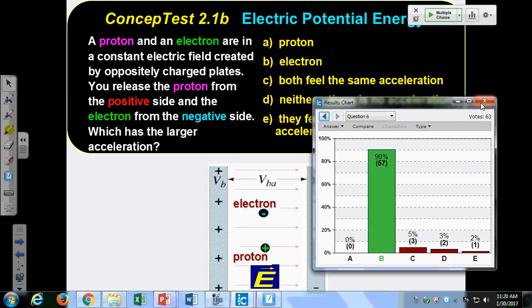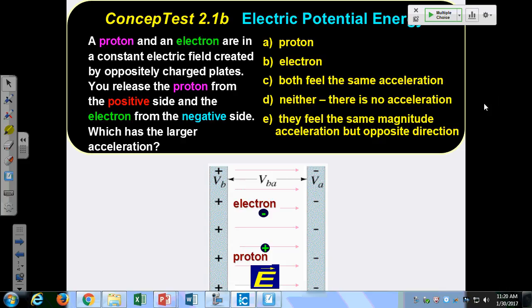Why does the electron feel the larger acceleration? Tiny little mass. It's like 1/10,000th the mass of the proton. Do you know that? The proton is like 10,000 times the mass of the electron.